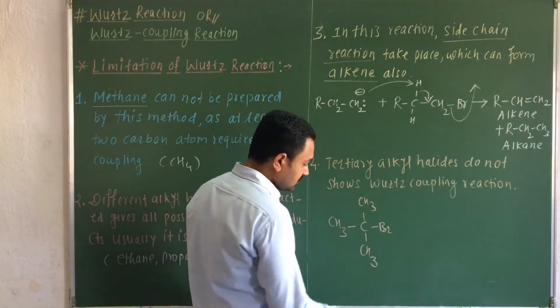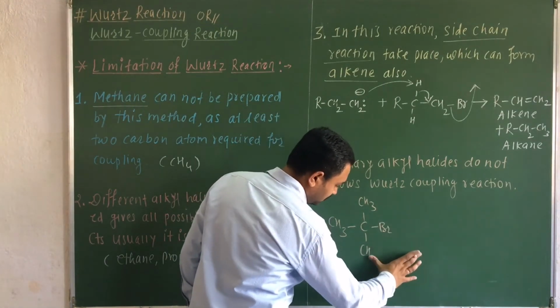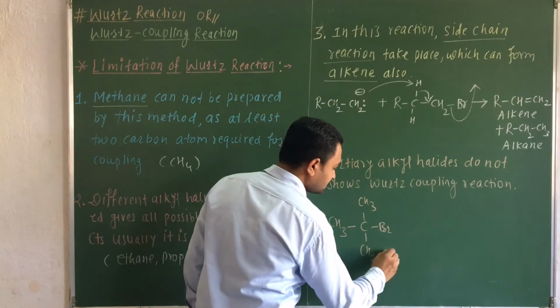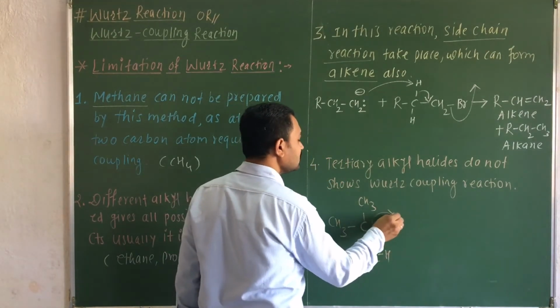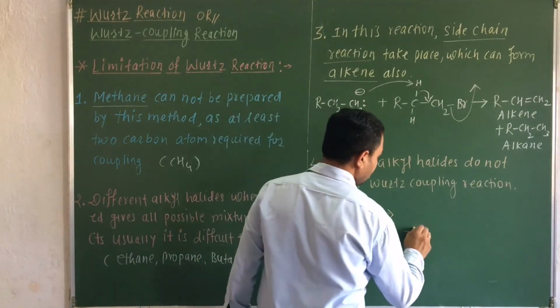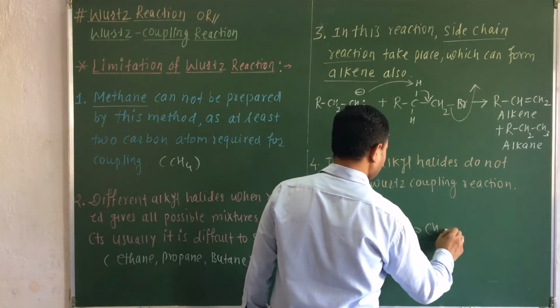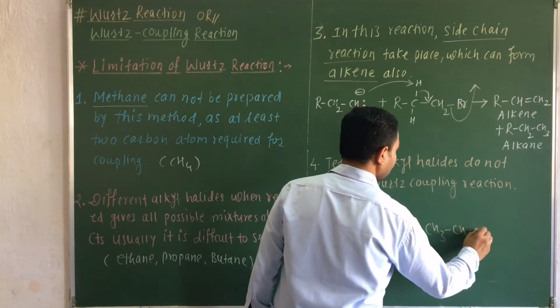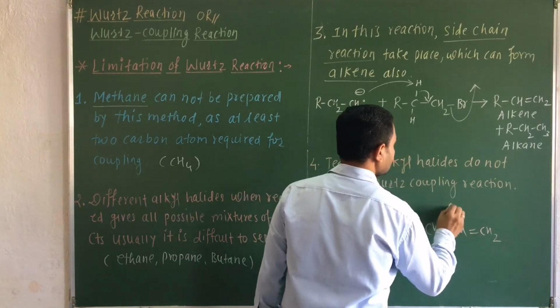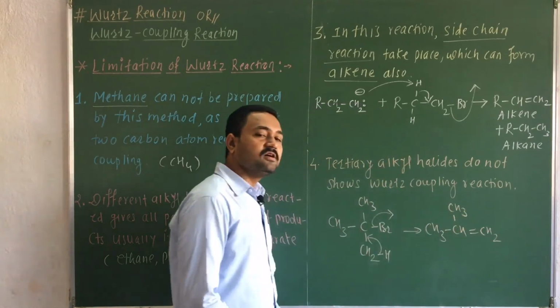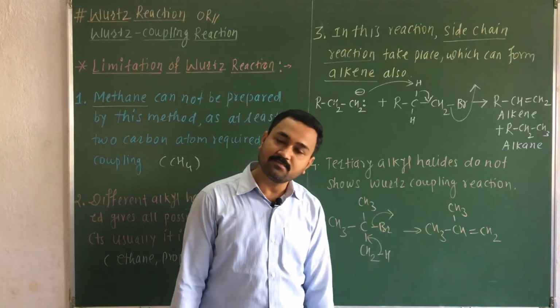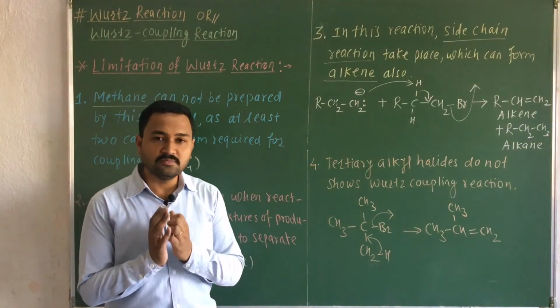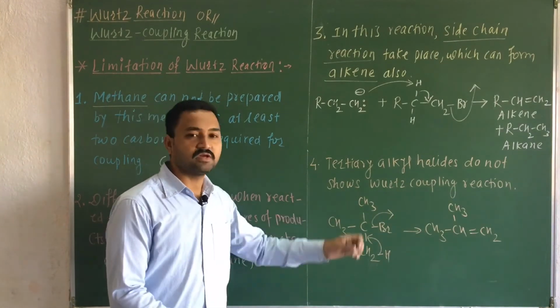Here what happens? Again, one of the protons from this molecule can be abstracted and hence it can give the alkene compound. Now that is CH3, then CH double bond CH2, CH3. Hence generally your tertiary alkyl halide does not show the Wurtz coupling reaction. So these are the limitations of your Wurtz coupling reaction.